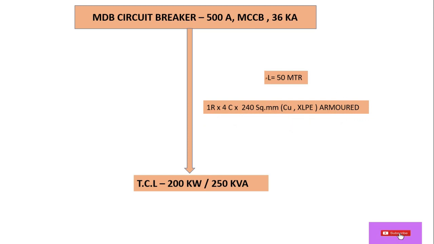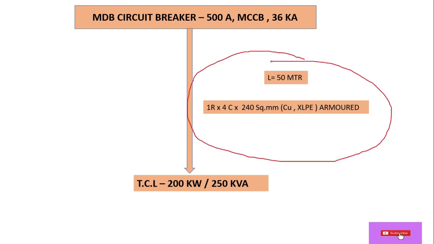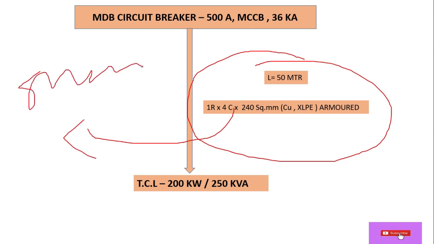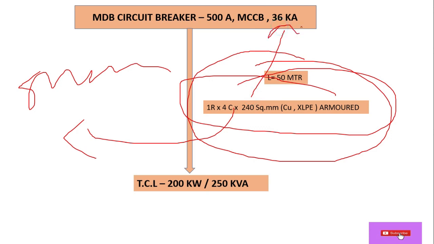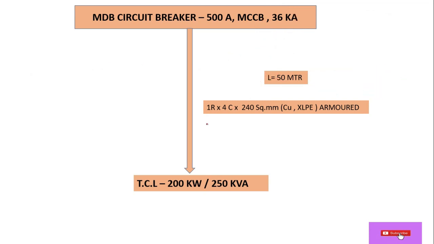Now what we have to do is check the short circuit current, whether this cable can withstand this much current or not, for suppose 0.6 second or 1 second. This we have to make sure before finalizing the cable size. Now let's calculate the short circuit current as per this cable size, 240 square mm.